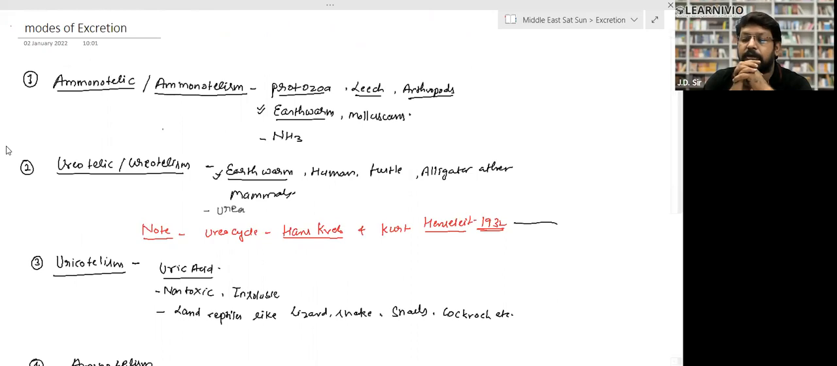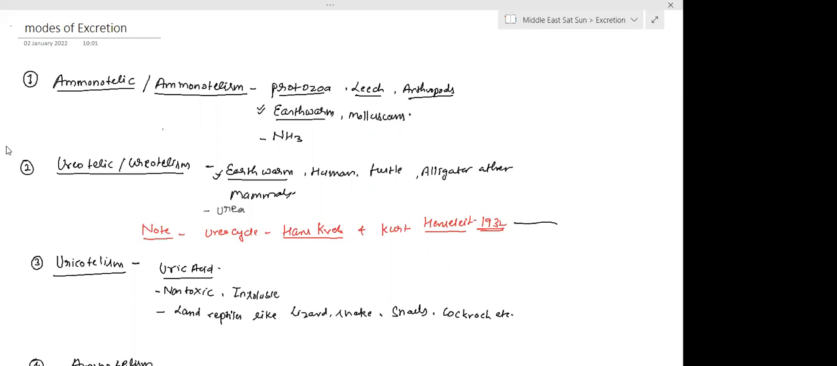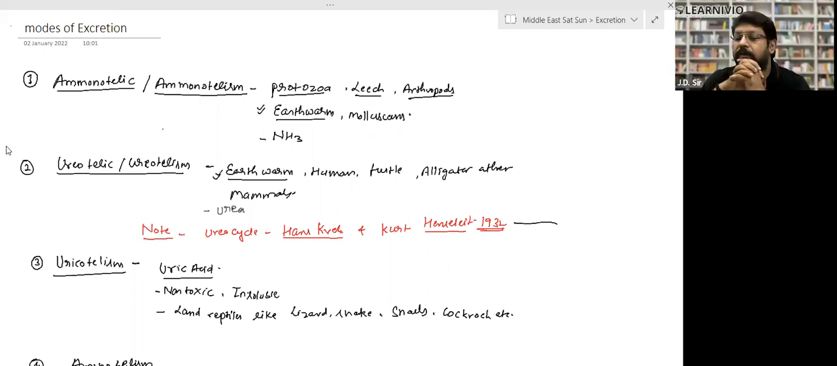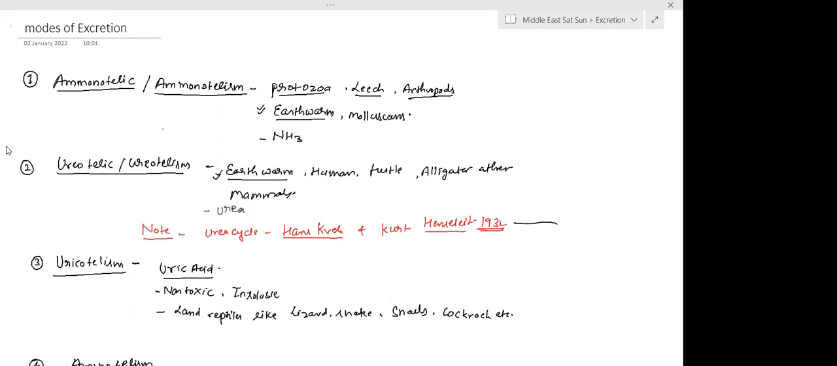Is it clear? You just have to note down the heading and an example, like what they remove from their body. You do not have to note down each and every example, just one example. Martin, did you get that? Yes, sir. Okay. Hyman and Hamna, got it? Yes, sir. Okay.